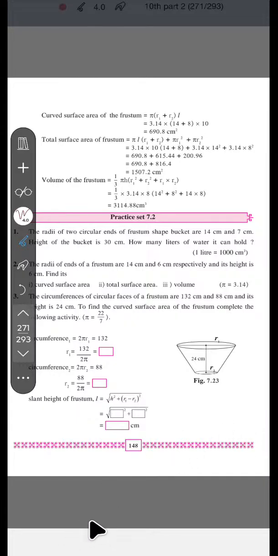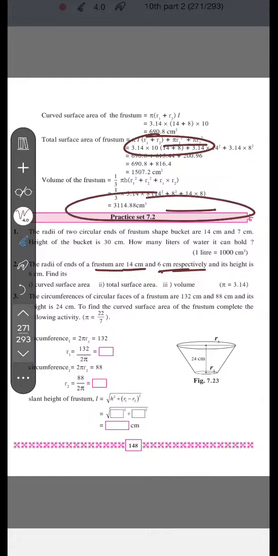The question says the radii of the ends of a frustum are 14 centimeter and 6 centimeter respectively. Obviously the smaller one is 6 centimeter and the bigger one is 14 centimeter, and its height is 6 centimeter. So this is the height of this frustum, which is 6 centimeter. Then we have to find the curved surface area, total surface area, and volume. Chalo, we will solve.